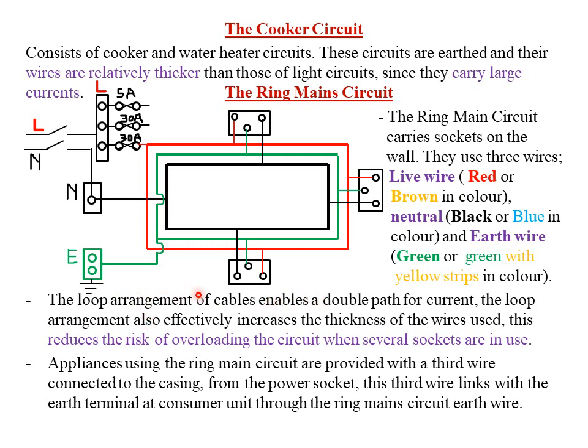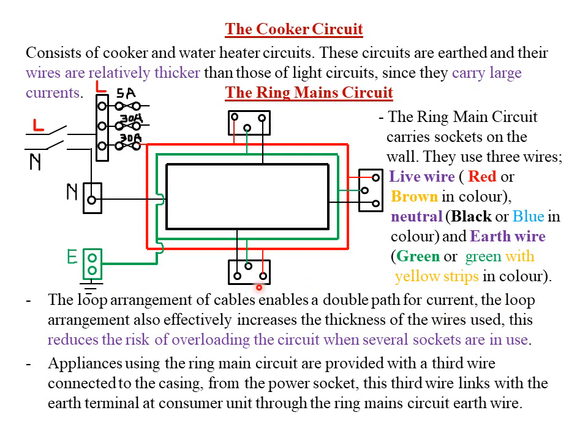So the loops are simply complete loops. You can see this is a complete loop for the neutral wire. We also have a complete loop for the earthing wire. Similarly, we also have a rectangular complete loop of this particular live wire. So the importance of the loop: the loop arrangement of the cables enables the double path of the current. So that is the first reason.